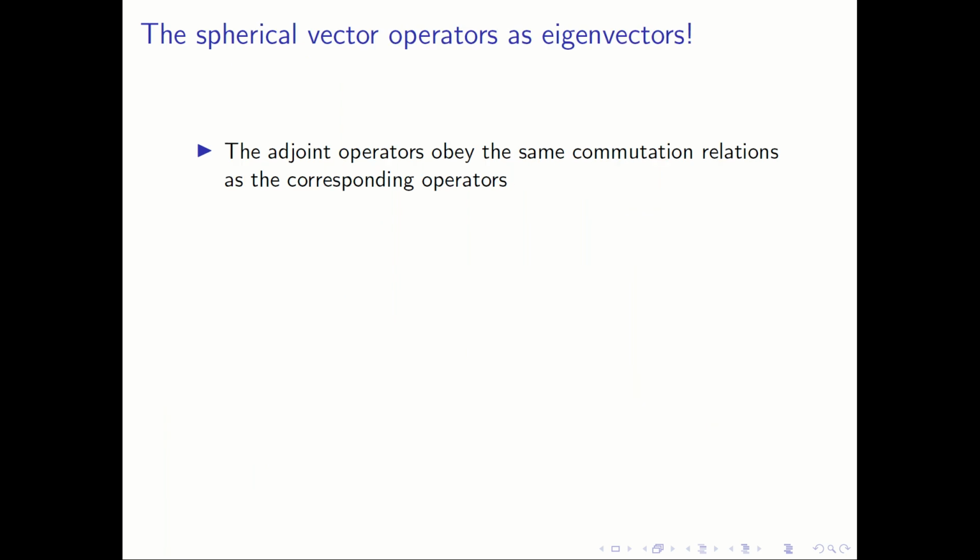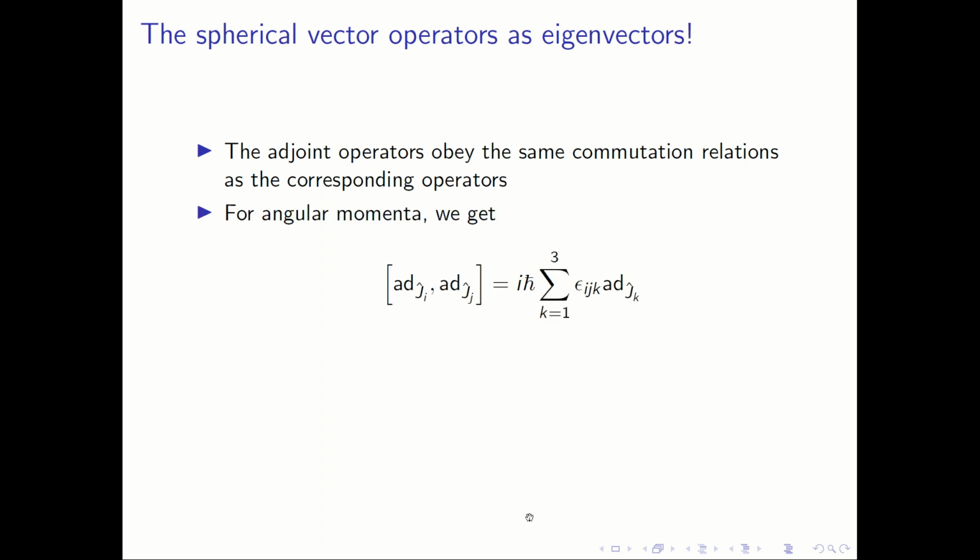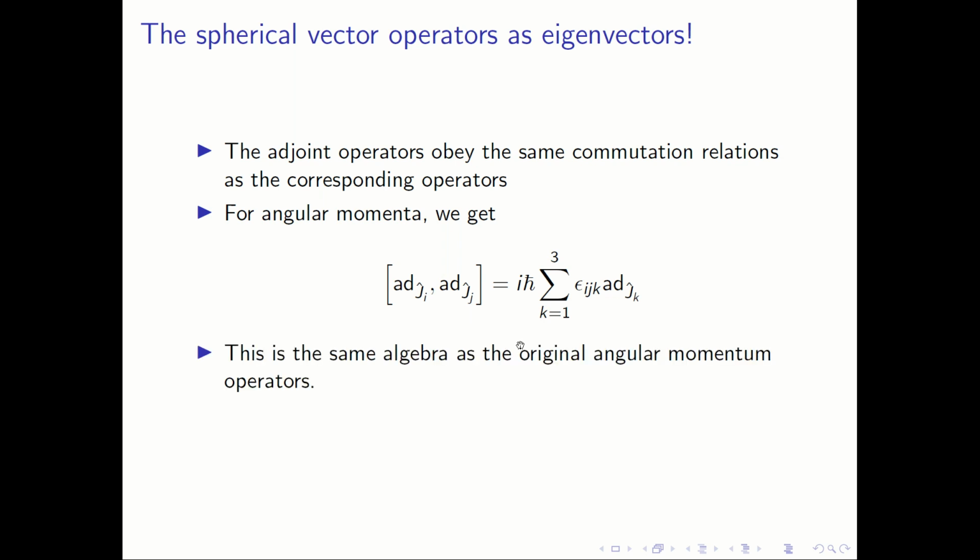Well, as we had seen, and we had stressed this rather a lot, the ad operators obey the same commutation relations as the corresponding operators do. That is what the Lie algebra homomorphism is all about. So for angular momentum in particular, ad Ji commutated with ad Jj is i h cross epsilon ijk ad Jk. Of course, the sum is always there, although we very often drop this sigma sign in favor of the Einstein summation convention. This of course follows from the fact that Ji commutated with Jj is i h cross epsilon ijk Jk. So this is exactly the same algebra as the original angular momentum operators.